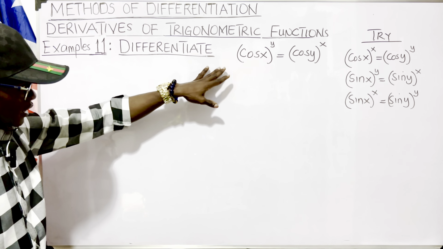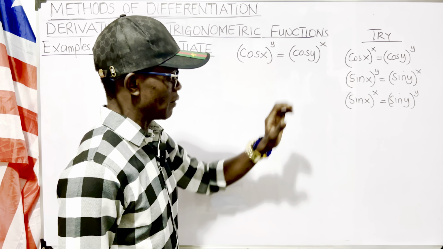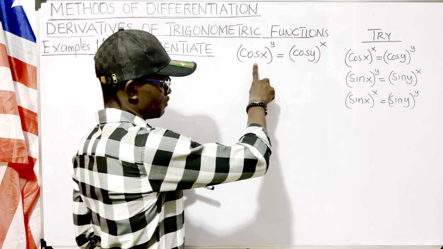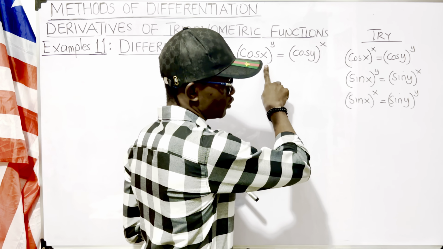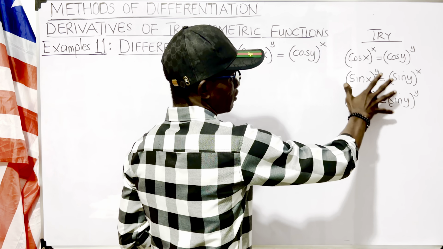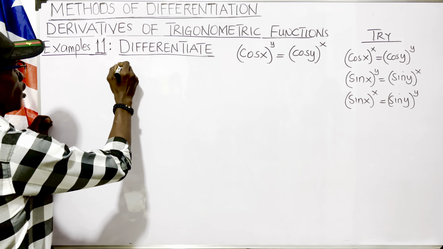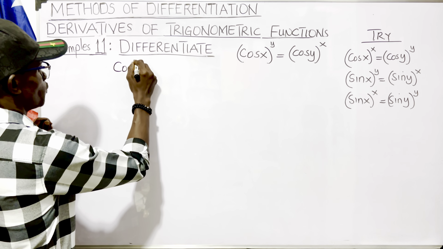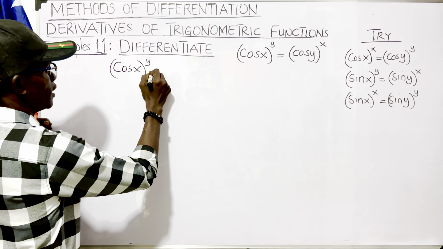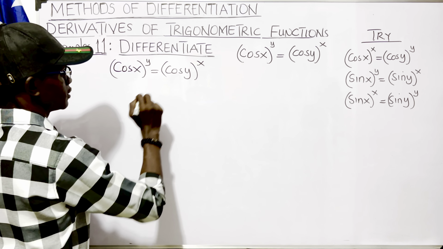We're asked to differentiate cos of x raised to the power y equals cos of y raised to the power x. When we are done differentiating this, you can use the same method to try these problems, because these are all similar to this. So we have cos of x raised to the power y equals cos of y raised to the power x.